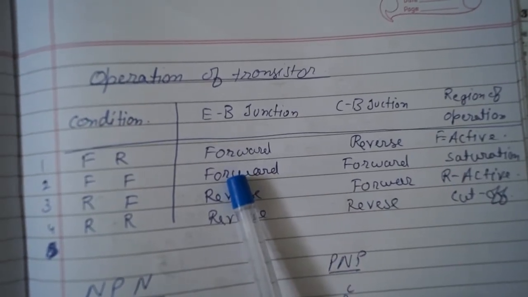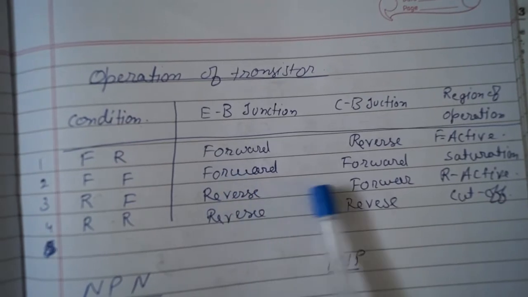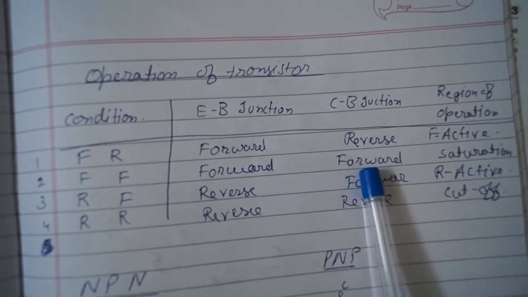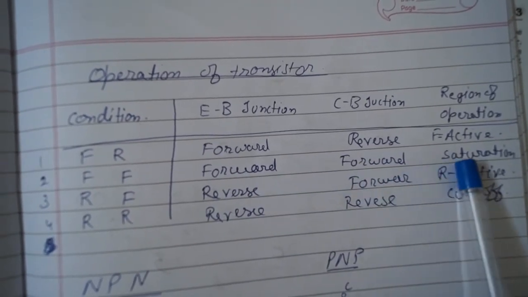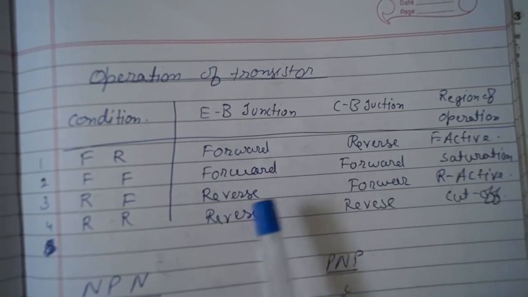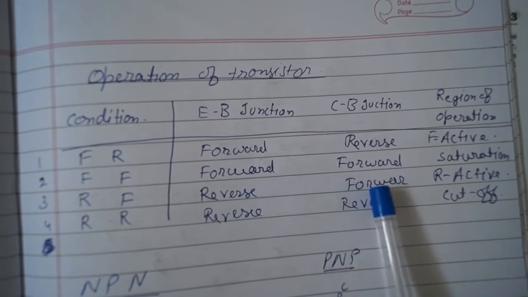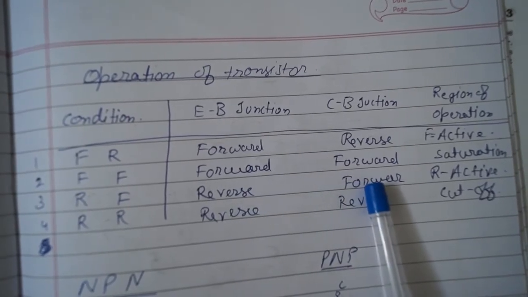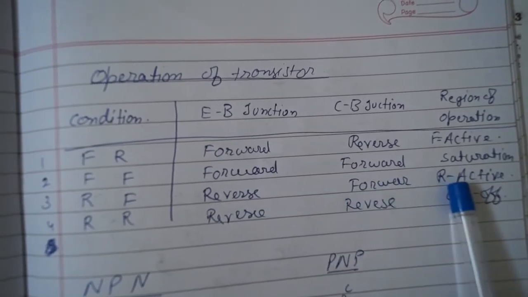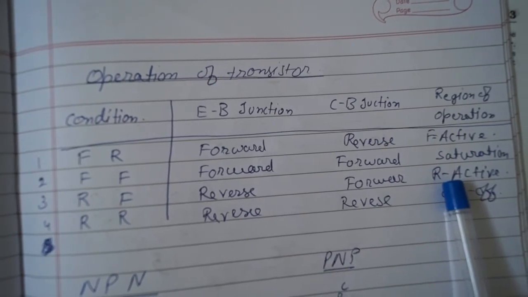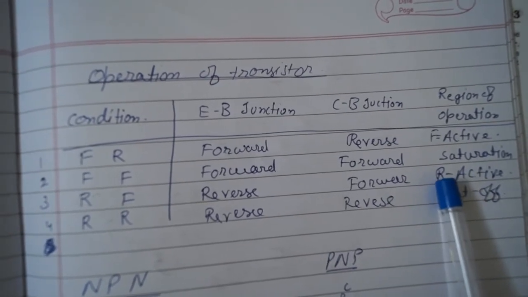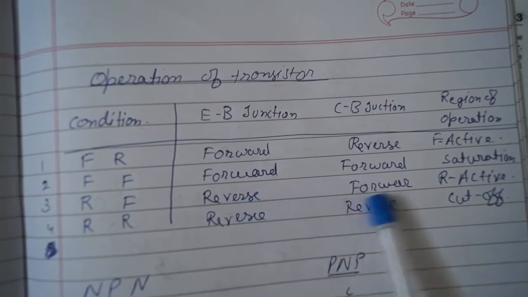If the emitter base junction is forward biased and the collector base junction is also forward biased, the transistor goes into saturation. If the emitter base junction is reverse biased and the collector base junction is forward biased, the transistor works in reverse active mode. We normally do not use this kind of operation.